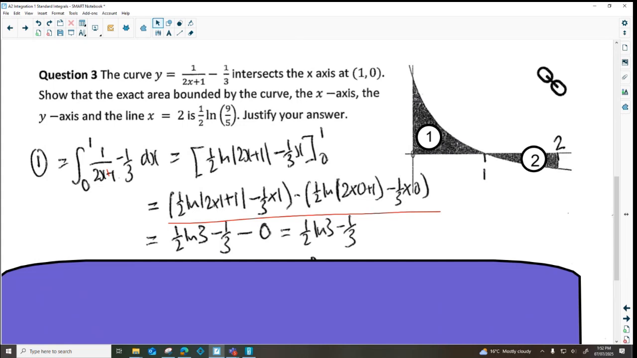So this is going to give me, for the first term, half ln mod 2x plus 1 is a half ln 3, take away a third. The second bracket, well, that's ln of 1, which is 0, so the second bracket is 0. So the exact area of 1 is a half ln 3 minus a third. I now need to work out the exact area of part 2.